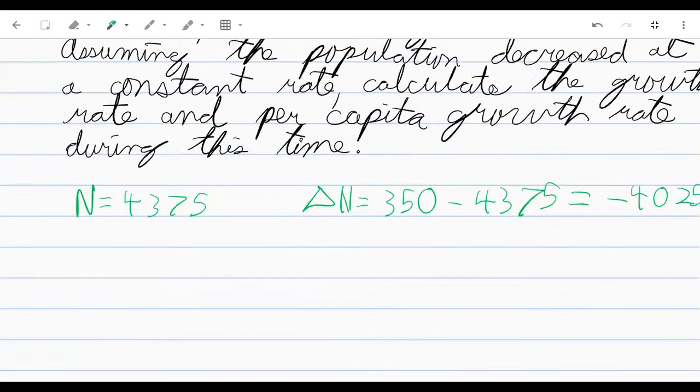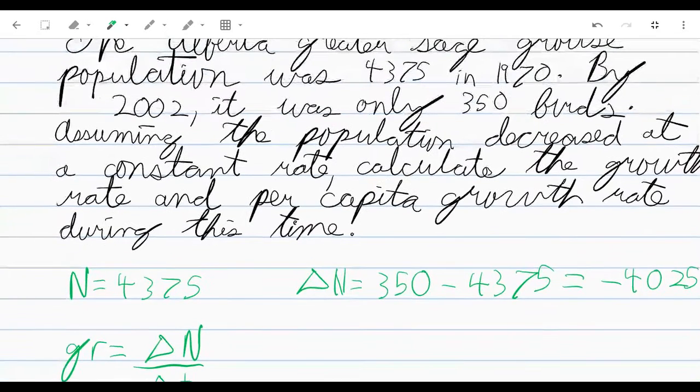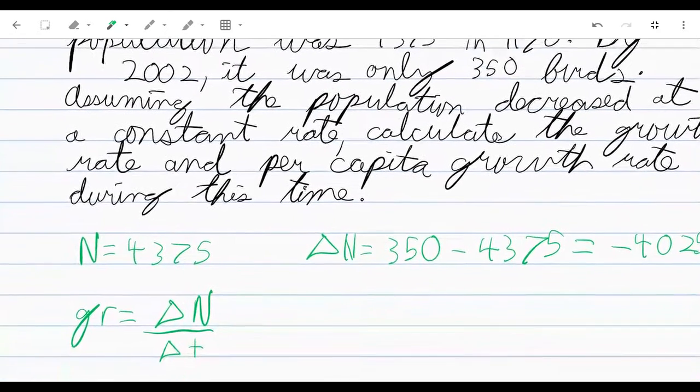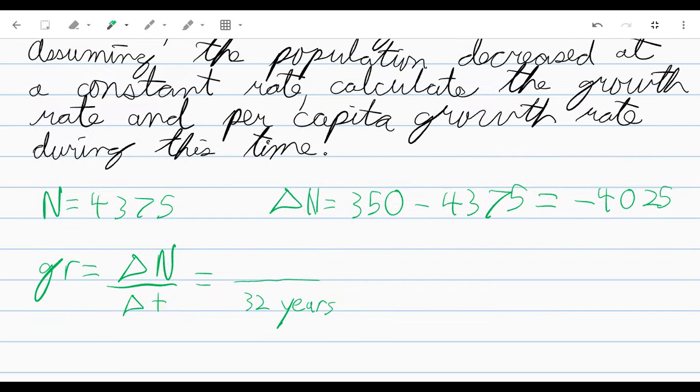For our growth rate, it is equal to the change in population over the change in time. We started this in 1970. We ended it in 2002. So our delta T is going to be 32 years. Our population change is negative 4,025 birds.